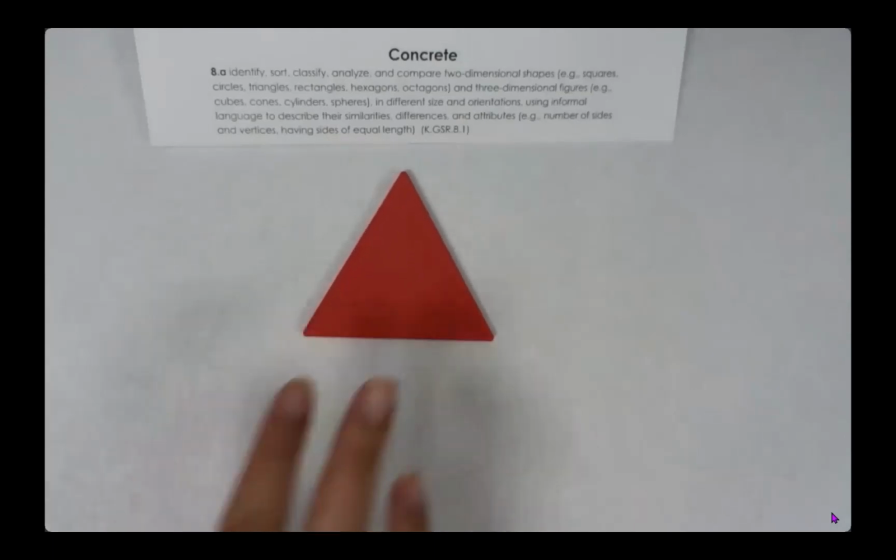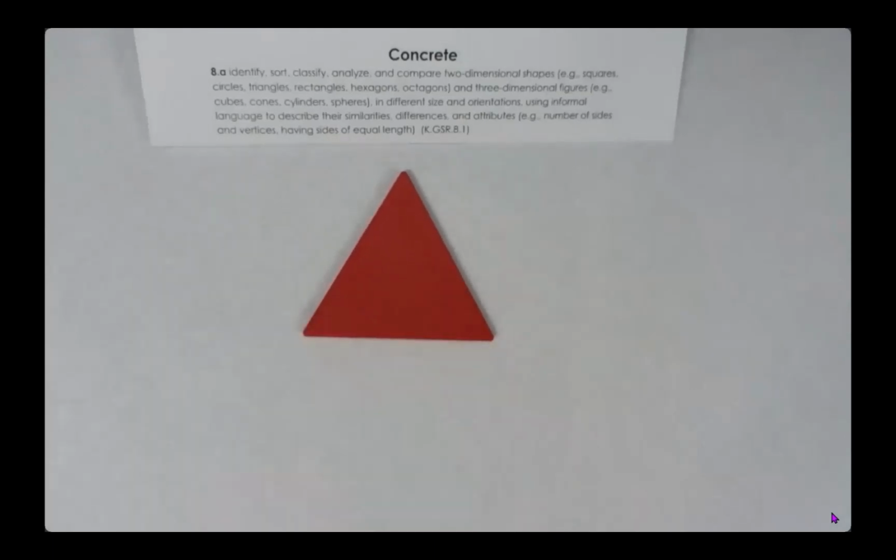When I'm teaching students for this, the pacing guide does suggest that you spend the majority of time at the concrete level. So I do want to have those manipulatives in hand, such as attribute blocks, geosticks, tangrams, geoboards. This will help students be able to touch and feel and point to those sides and vertices as they're learning the names of the shapes.